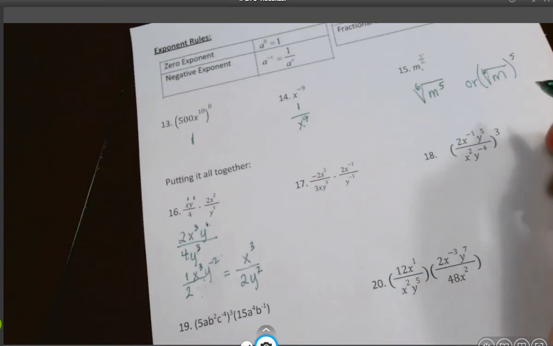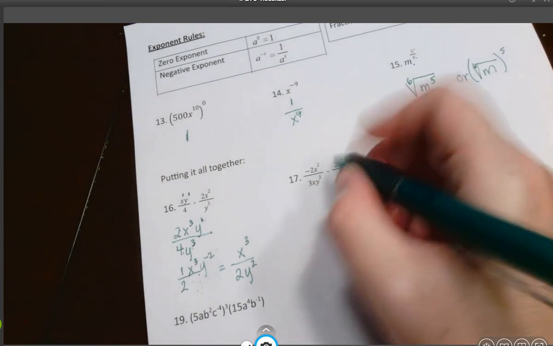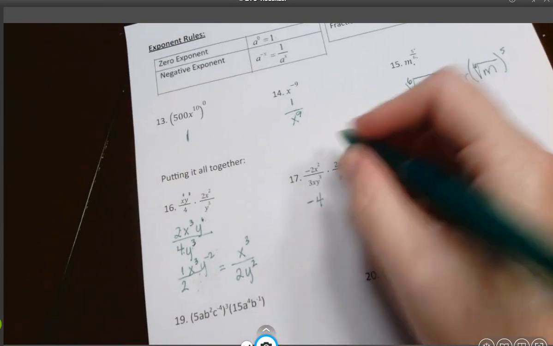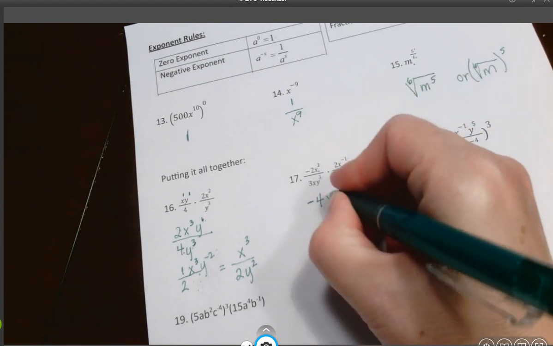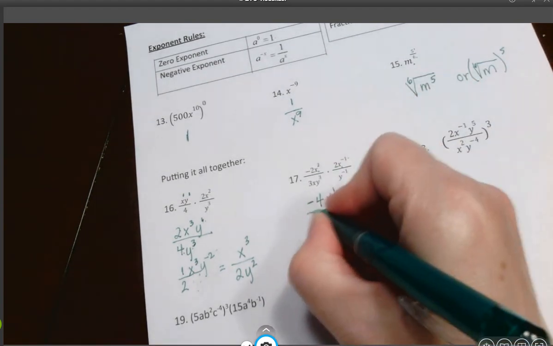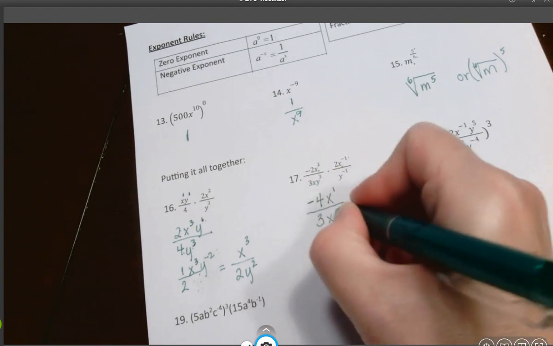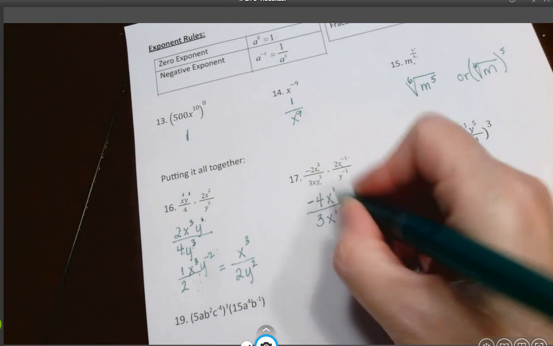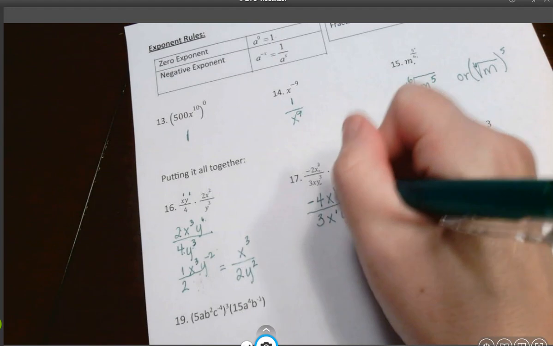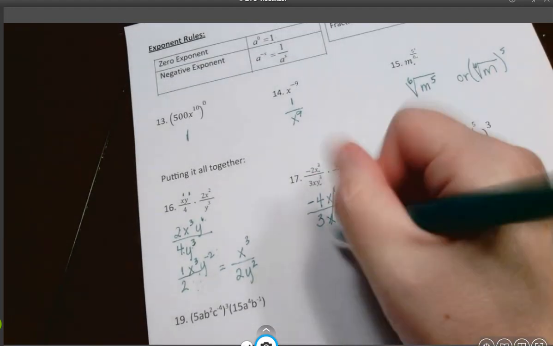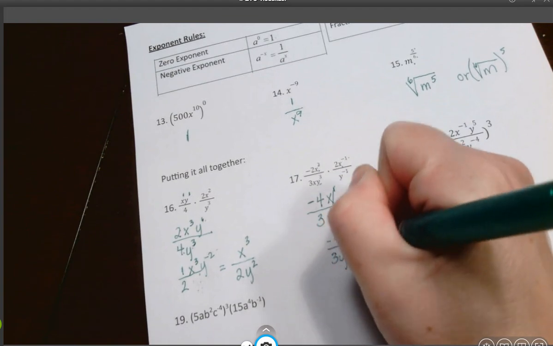All right. Next one, number 17, I'm going to multiply across first. So negative 2 times 2 is negative 4. When I multiply the x's, I add their exponents, and I get x to the positive 1. 3, x to the 1. And when I multiply the y's, I add the exponents, and I get y to the 2. So the x to the 1's cancel completely out, giving me negative 4 in my numerator, 3y squared in my denominator.